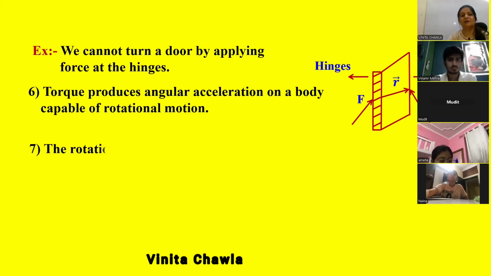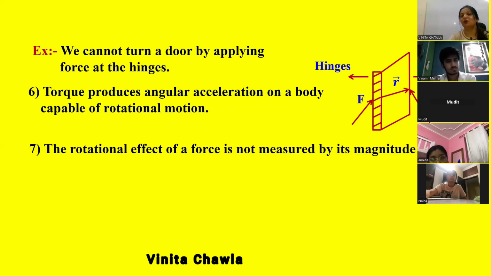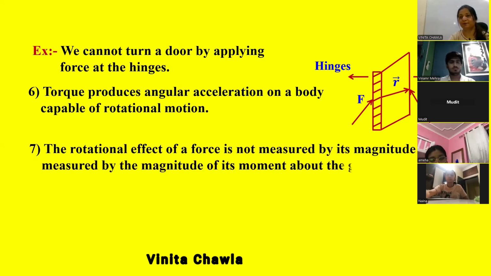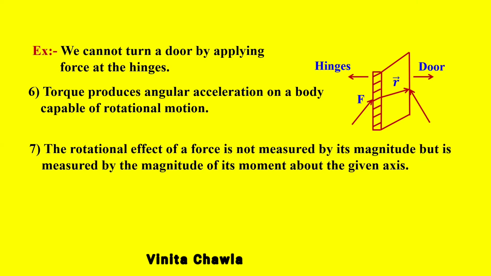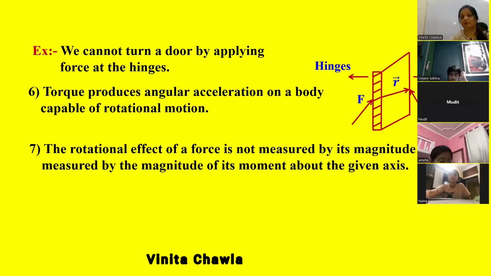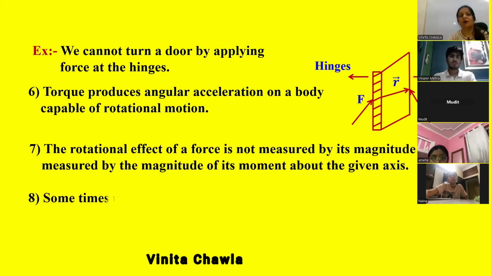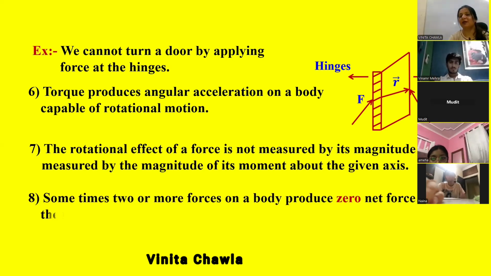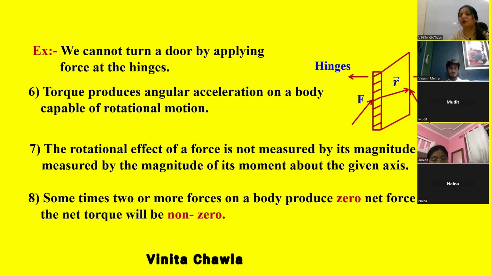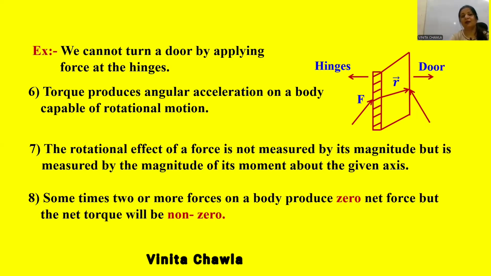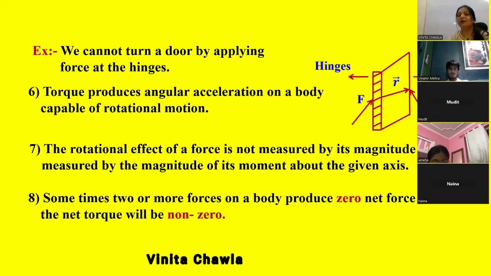ठीक है. Next, the rotational effect of a force is not measured by its magnitude, but it is measured by the magnitude of its moment about the given axis. Rotational effect of force is torque. Sometimes two or more forces act on a body and they produce zero net force, but net torque will be non-zero. ठीक है. हो सकता है जीरो नेट फोर्स हो, बट नेट टॉर्क नॉन-जीरो, ये पॉसिबिलिटी है.